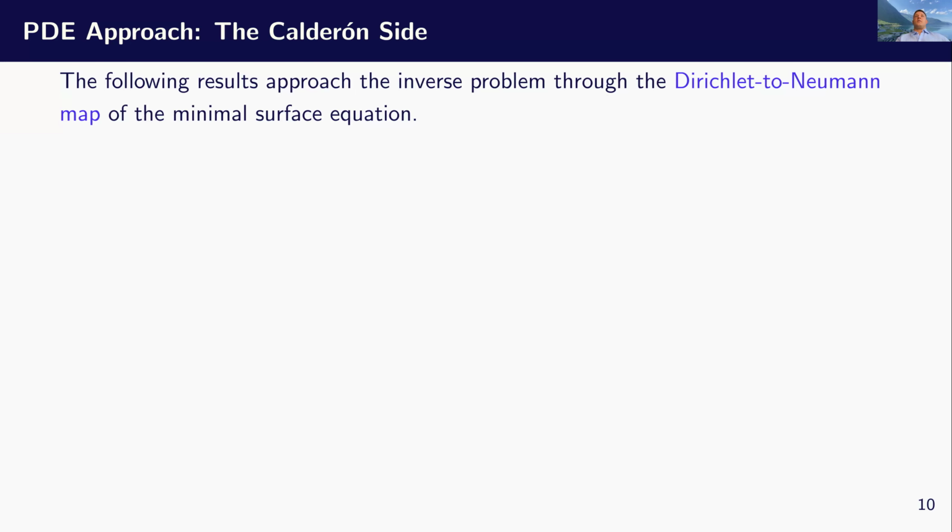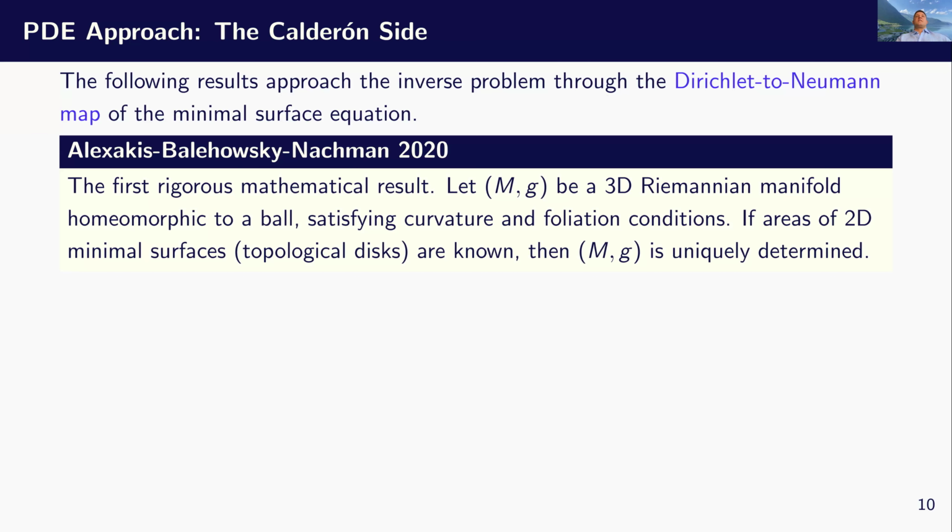Let me then get to earlier results, and these are based mostly on analyzing this Dirichlet-Neumann map of the minimal surface equation. So in this slide, all of these results are based on the DN map analysis. As I said, this is an original paper by Alexakis, Balehowsky, and Nachman, 2020. And this was the first rigorous mathematical result in this context.